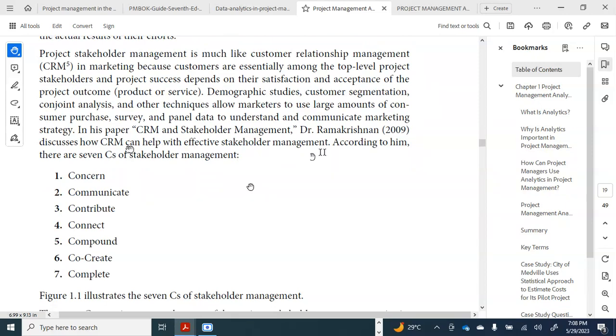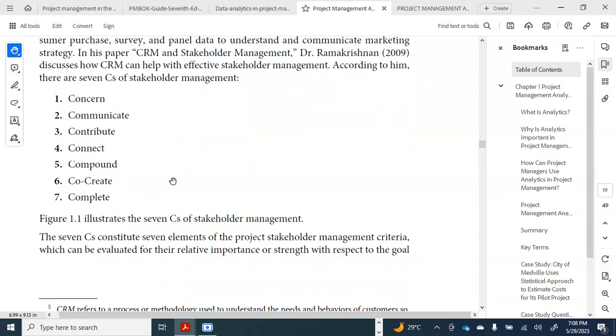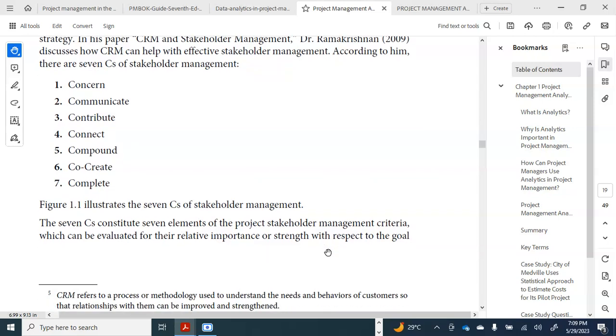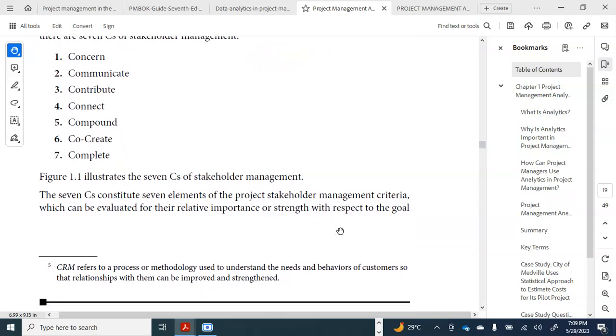Dr. Ramakrishna, 2009, discussed how CRM can help with effective stakeholders management. According to him, there are 7 Cs of stakeholders management, right? Which is concern, communicate, contribute, connect, compound, concrete, complete. Figure 1.1 illustrates the 7 Cs of stakeholders management. The 7 Cs constitute 7 elements of the project stakeholders management criteria, which can be evaluated for their relative importance or strength with respect to the goal.